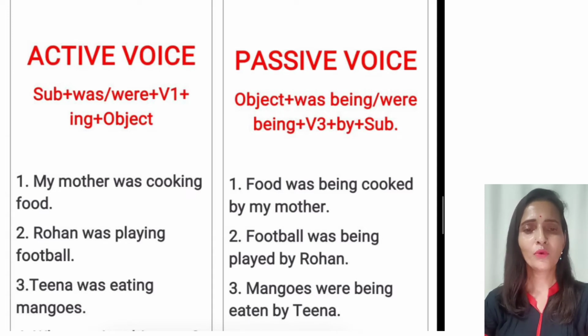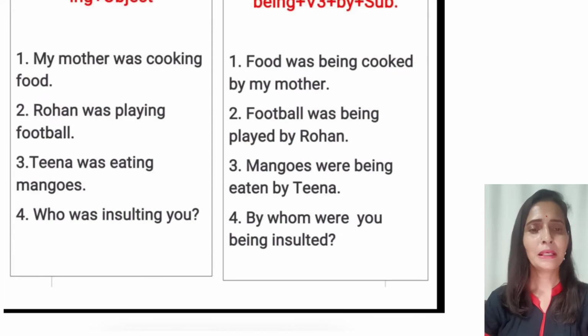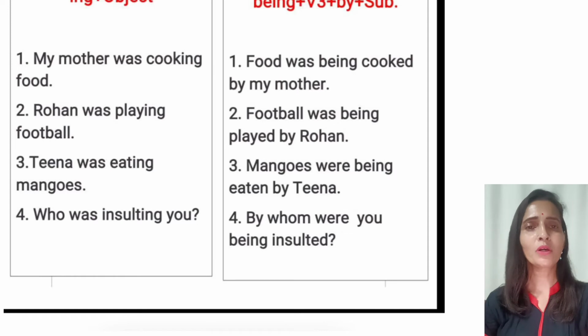Okay, food. So food is uncountable, so we will use a singular verb with it. Okay, singular helping verb. So food was being. We will use was being. Okay, food was being. Then we will use the third verb. The third verb of cook is cooked. Okay, the food was being cooked by my mother.